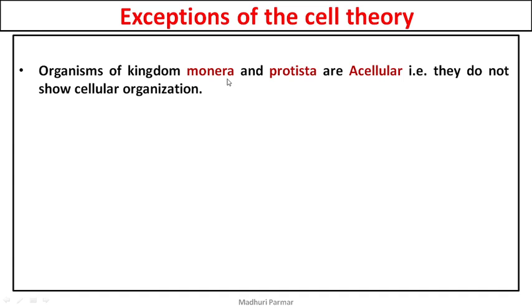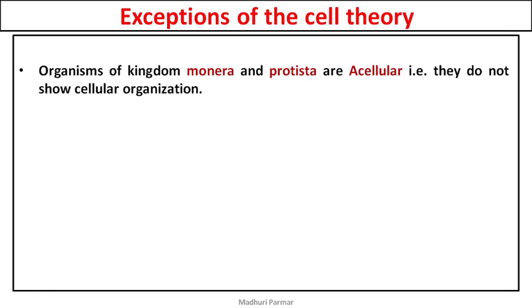However, kingdom Monera means bacteria, and Protista are unicellular eukaryotes. So these two are actually acellular. What does acellular mean? Especially in the case of Monera, they do not have many organelles. They have only one single cell doing all the functions. Monera does not have cellular organization; it does not have cell organelles.